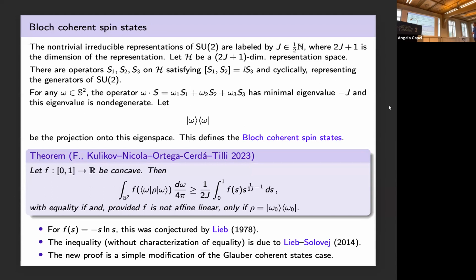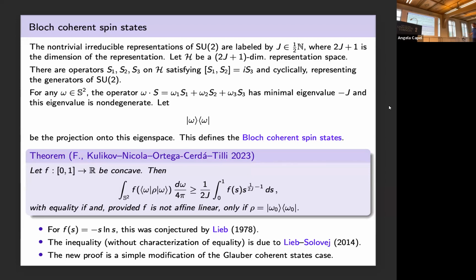Now, what you do is you take omega, a unit vector in R^3, and you dot that vector into this vector of operators S, and now you look at this operator. Its highest and its lowest eigenvalues are non-degenerate. And we take the coherent state corresponding to the direction omega as the projection to, say, the lowest eigenvalue of this. So that is one of the possible definitions of Bloch coherent states. And these satisfy a completeness relation, just like we had in the previous slide. If you integrate these over the unit sphere, then you get the identity, up to a constant.